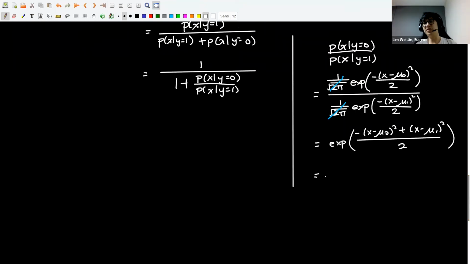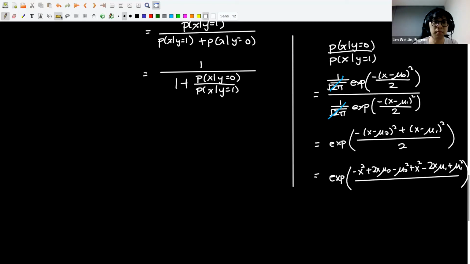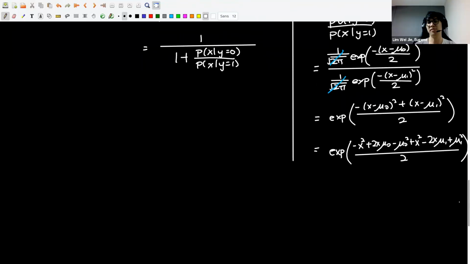Now what we're going to do is some grind work. We're going to expand the numerator out. If you expand the numerator out, what you have is negative x squared plus 2x mu naught minus mu naught squared, plus x squared minus 2x mu 1 plus mu 1 squared. So this is the term that you get, and this whole thing is going to be divided by 2. Now, again, we can do some cancellation. In particular, this x squared and this x squared cancel.